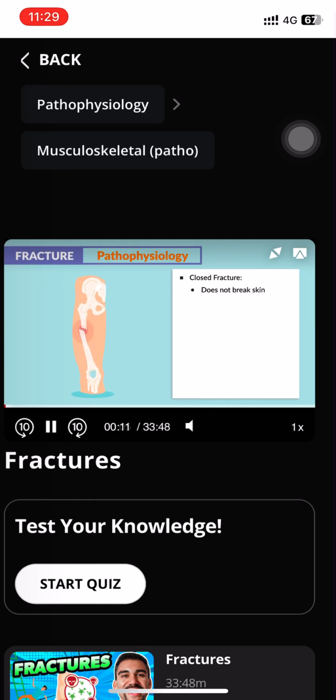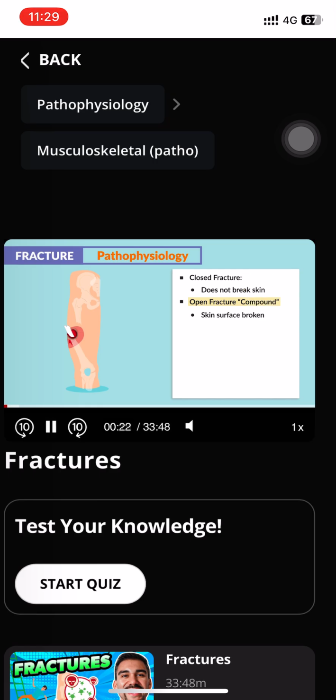Fracture, this does not break the skin. So with this fracture, the skin is still intact. Now for an open fracture, also called a compound fracture, the skin surface is broken and bones protrude through, placing the client at high risk for infection, like osteomyelitis, the bone infection, which we cover a little later in this video.